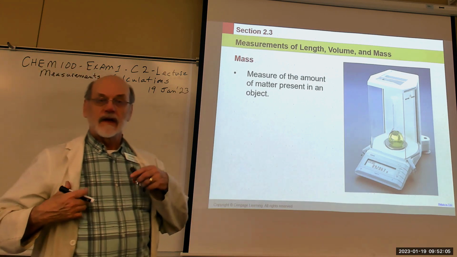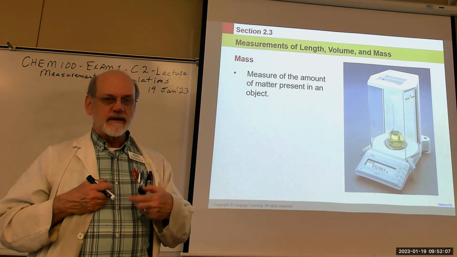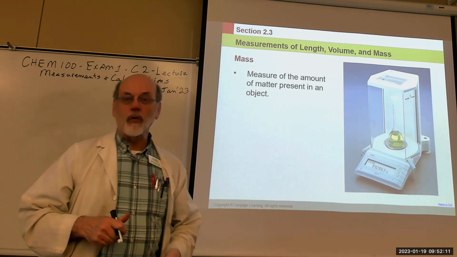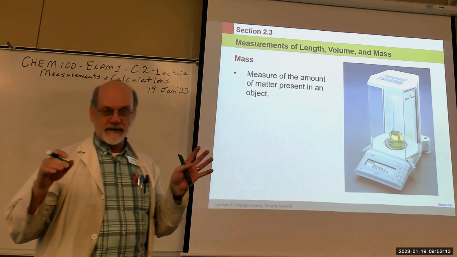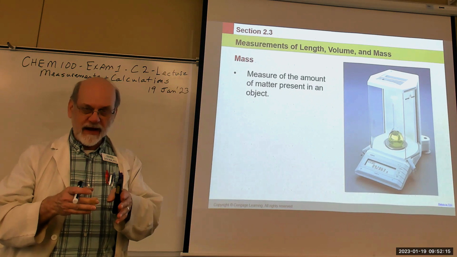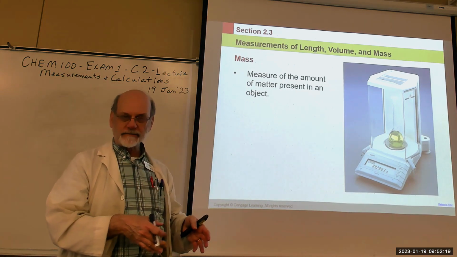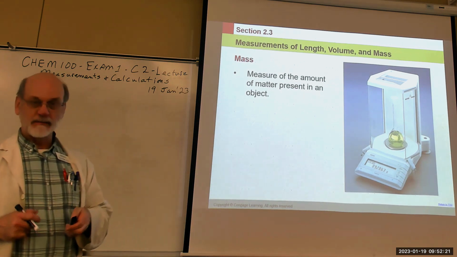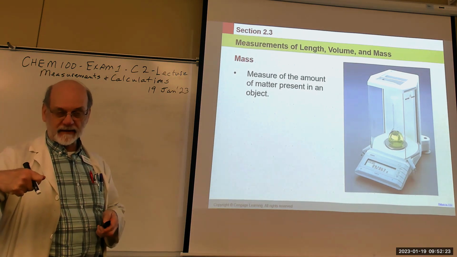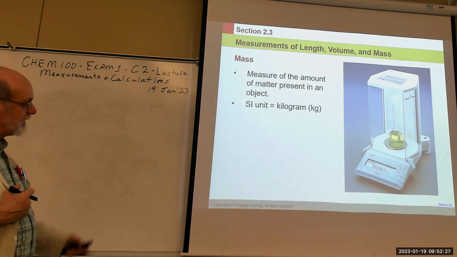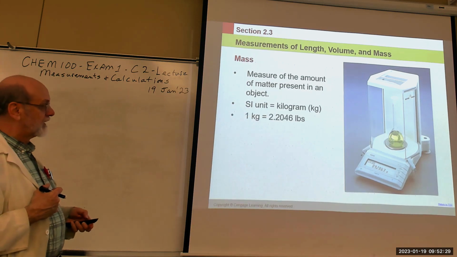Mass is a measurement of the amount of substance. It doesn't matter where you find it in the universe. 1 kilogram on Pluto is 1 kilogram on Earth, because it measures an amount of something. And that fundamental unit is the kilogram.